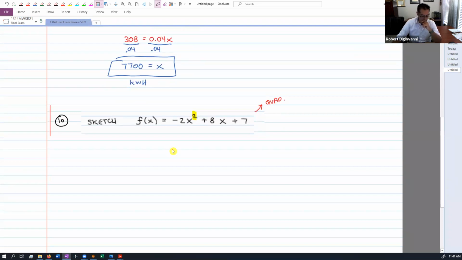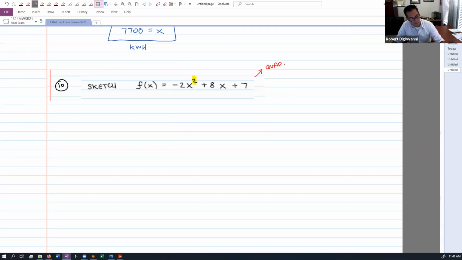Okay, so here we go. First thing, I look at this thing, first step, it opens down. The reason I know it opens down is because A is -2. Oh, you know what? Let's write down what A, B, and C are. A is -2. B is the number in front of X, which is +8. And C is the number by itself, which is 7. Okay, so A was negative, which meant that this thing opens down.